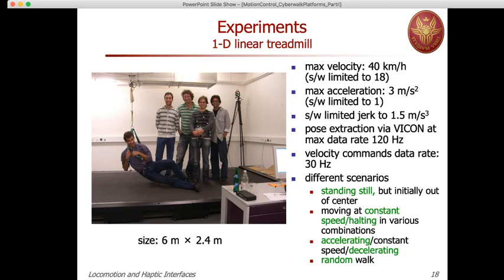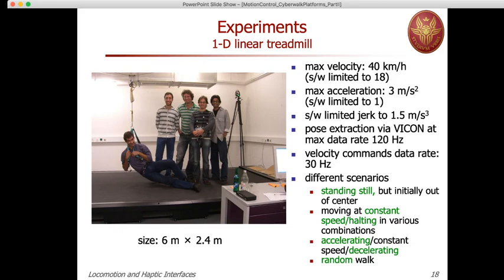So here you see our experimental team. It was made by researchers from our group, from Sapienza, from Max Planck, from ETH. And you can also recognize one of the Vicon cameras on the right-hand side. At the center, there is Mark Ernst, who was the project scientific director. And here on the side, the platform that we use is 6 meters long and 2.4 meters wide. And here you can see a number of technical parameters of this platform. The maximum velocity you can really run at on this treadmill is 40 kilometers per hour, faster than the record man of the 100 meters.